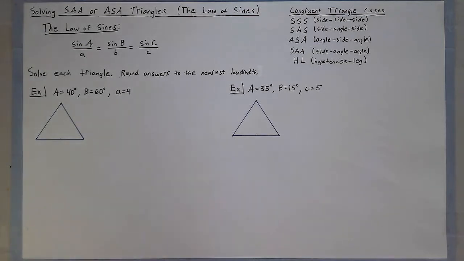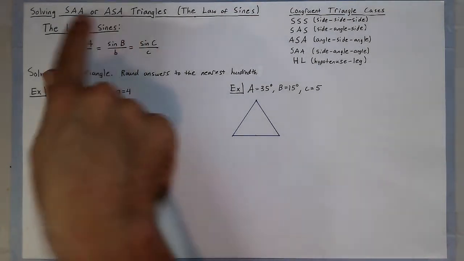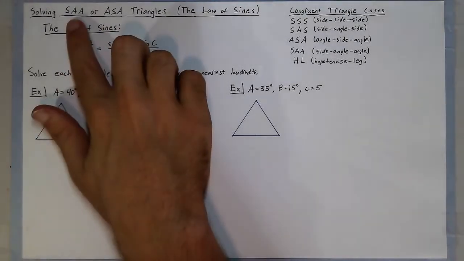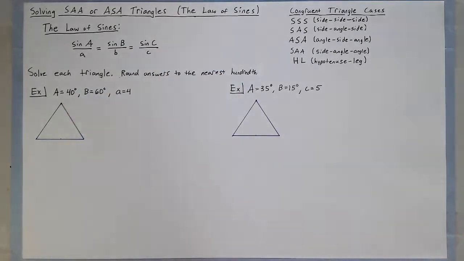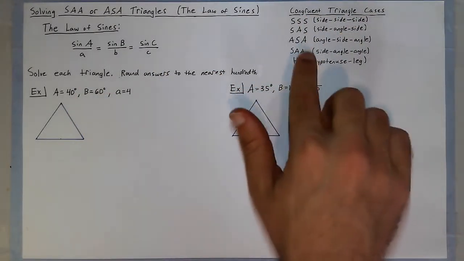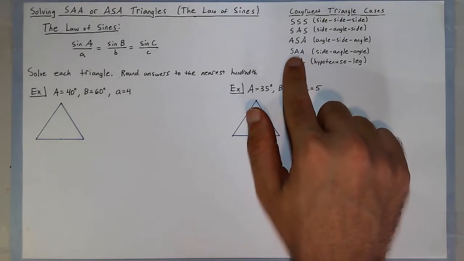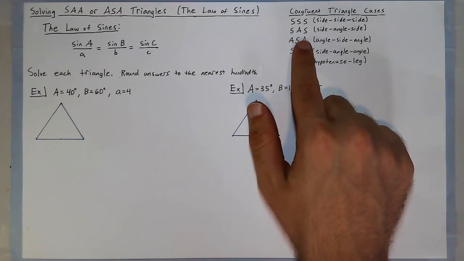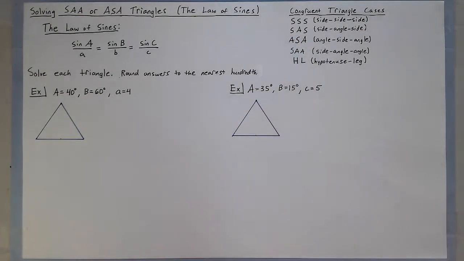In this video, we're going to learn how to solve side angle angle and angle side angle triangles using the law of sines. So I wrote the law of sines up here at the top for easy reference. And the reason why we're looking at side angle angle and angle side angle triangles is in terms of congruent triangles, if you know the side and two angles in that order, and the angle side angle in that order, you have a unique triangle. So we only have one solution.